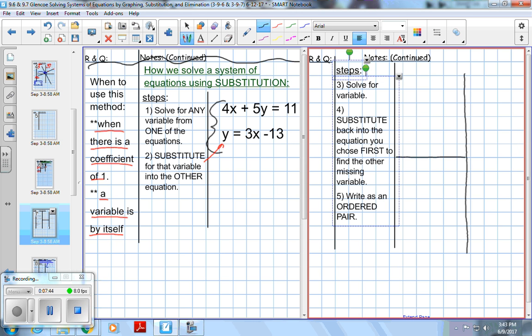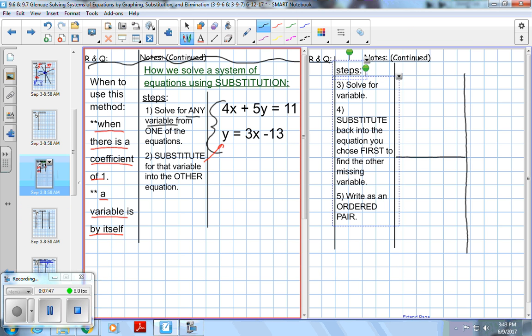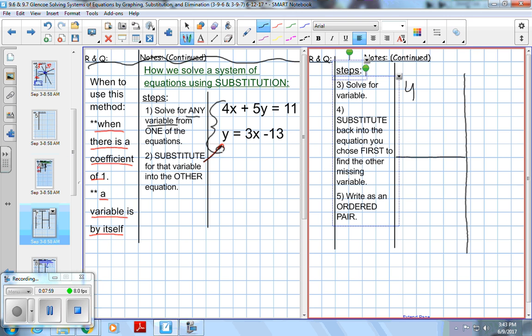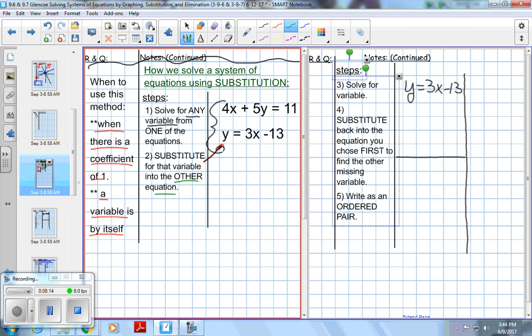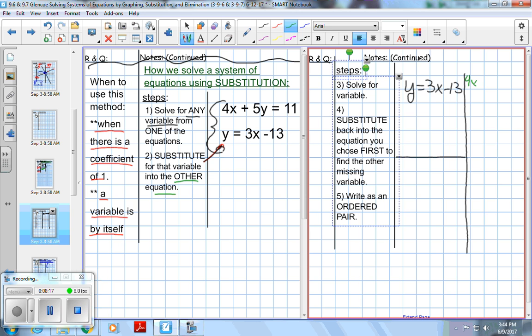So step 1, solve for any variable. It doesn't matter which of the 4 variables you choose. You should solve for the one that is the easiest to solve for. In this problem, y is already by itself, and therefore it's easy to solve for. It's already been done. So we're going to list it first in the upper left. The next part is to substitute into the other equation. So we have to write the other equation down. The other equation is 4x plus 5y equals 11.